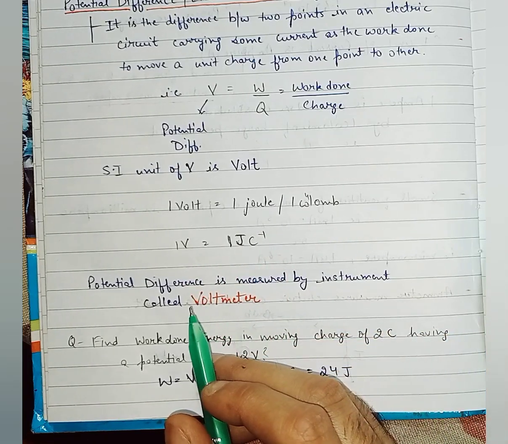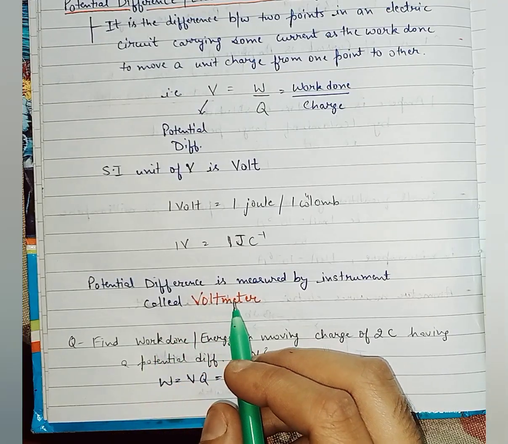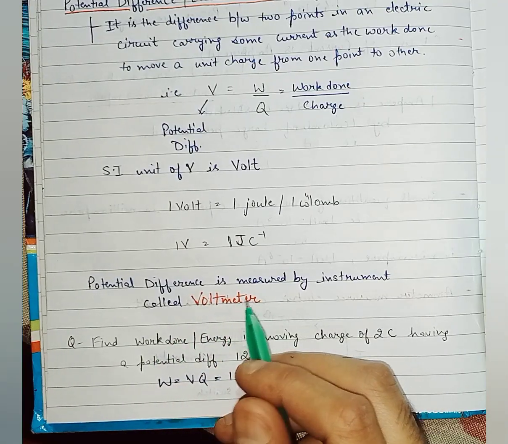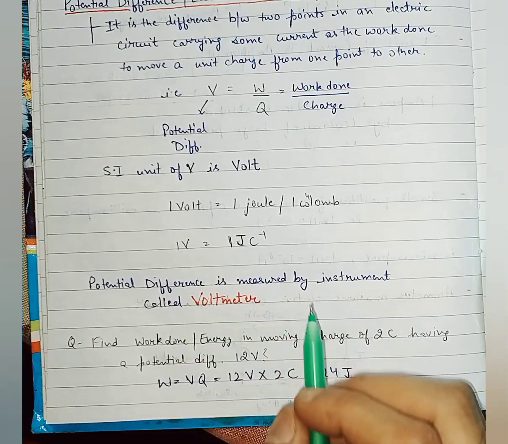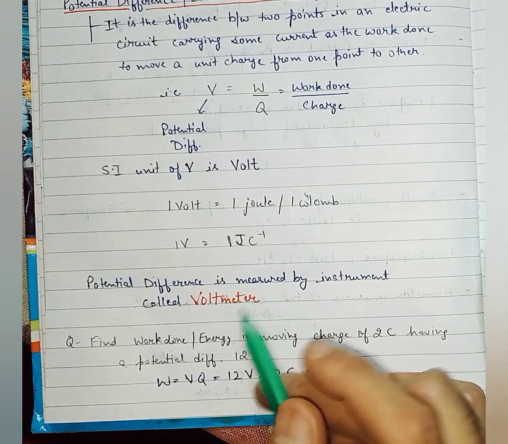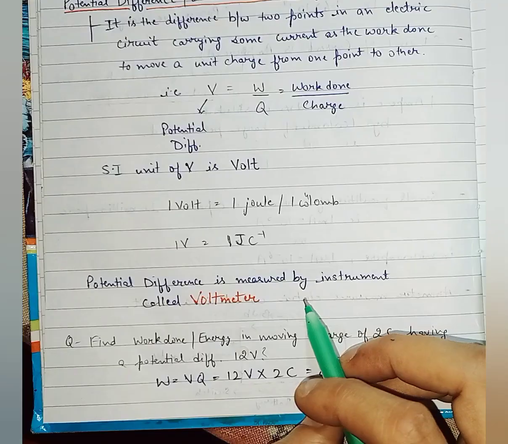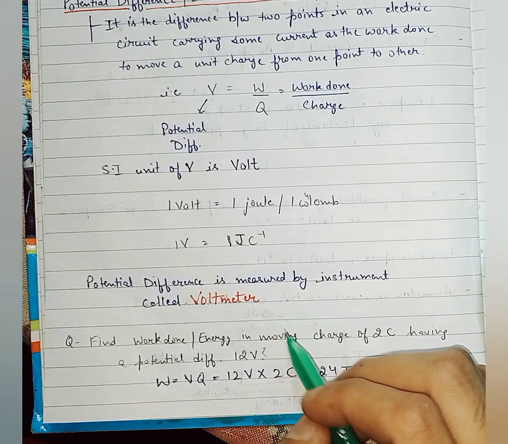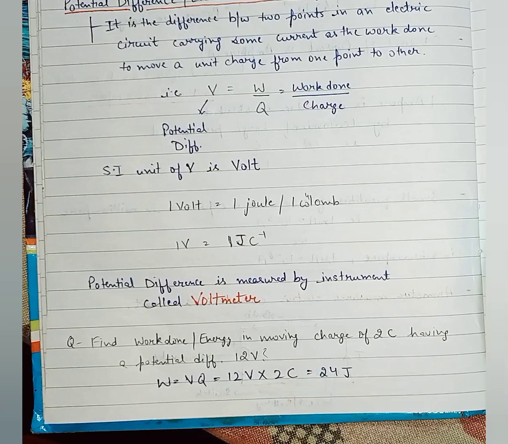Potential difference is measured by an instrument called voltmeter. Voltmeter is the device that measures the potential difference when current flows in a circuit. So we have to attach the voltmeter like the ammeter in the previous diagram. Remove the ammeter and attach the voltmeter, so it measures the potential difference.